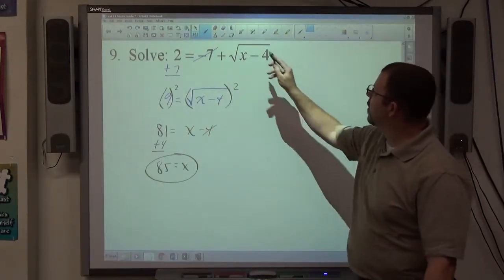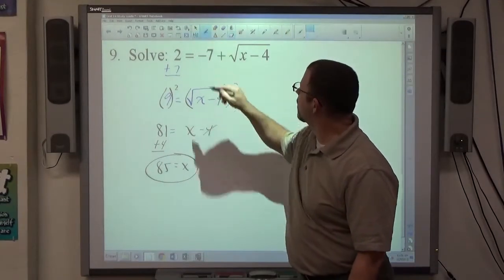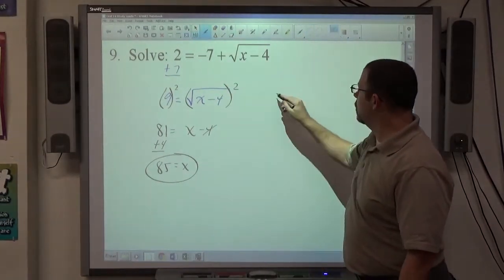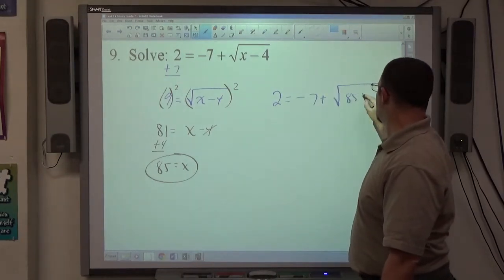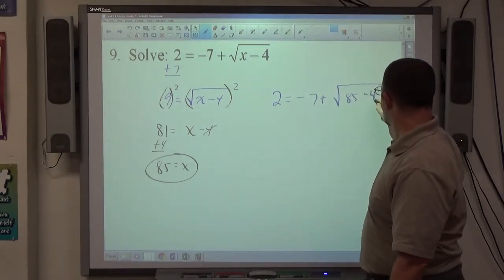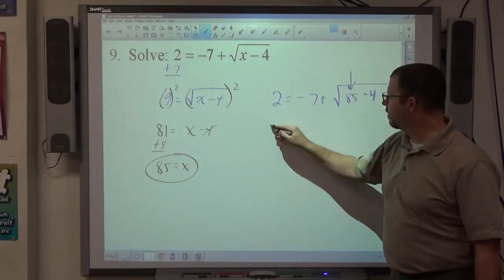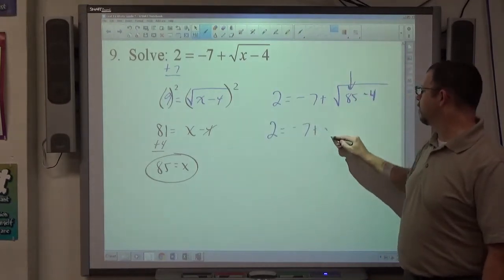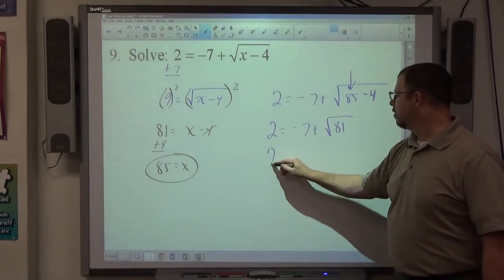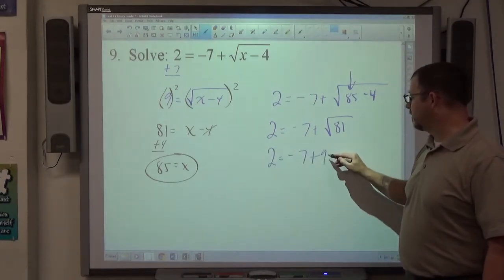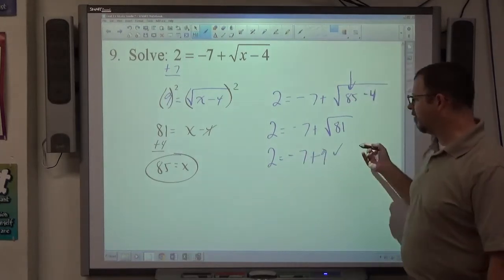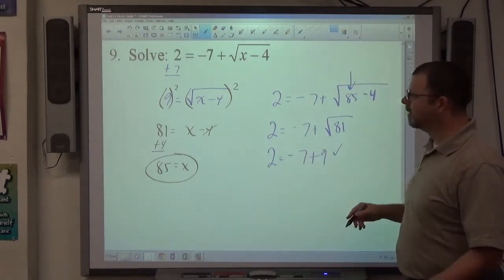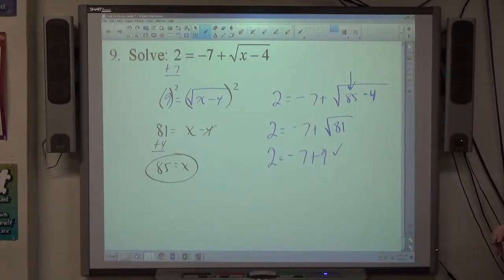If we want to verify, we go back to the original problem as is. It says 2 is equal to negative 7 plus the square root of x minus 4. Notice I changed x to 85. 2 equals negative 7 plus the square root of 81. 2 equals negative 7 plus 9, which I can see very clearly is true, which means that's the right answer. Again, if this came out false, then you just empty set it. But I would count on this test having an answer, not empty set.